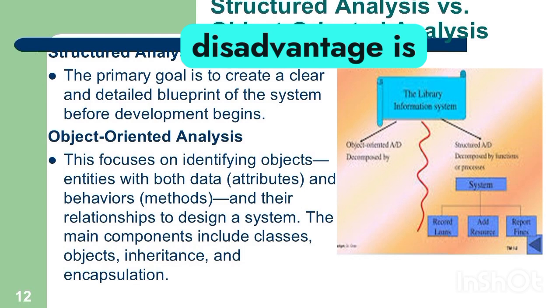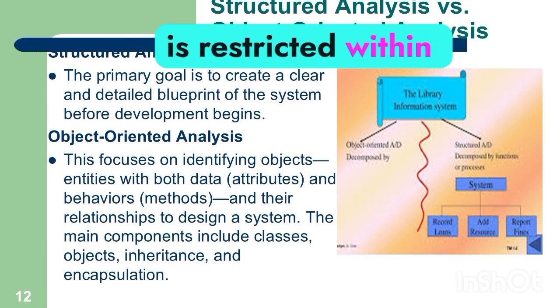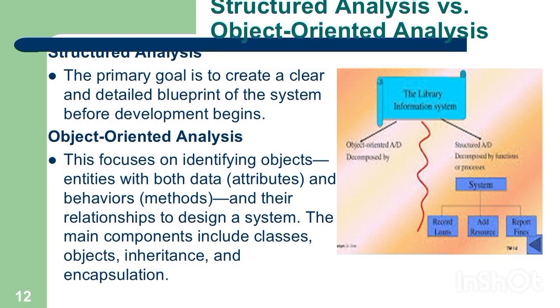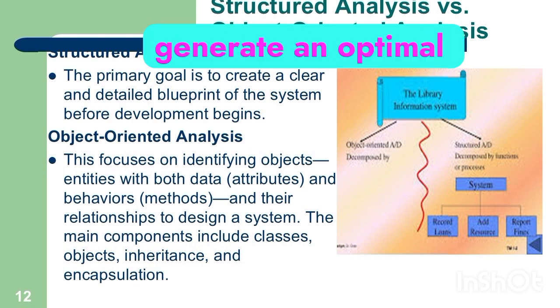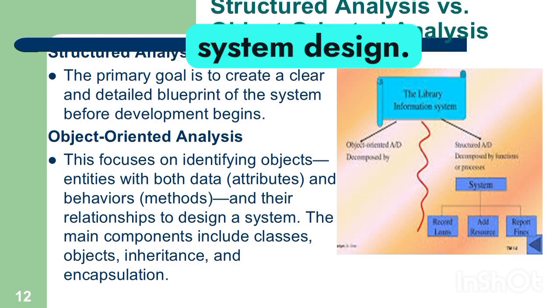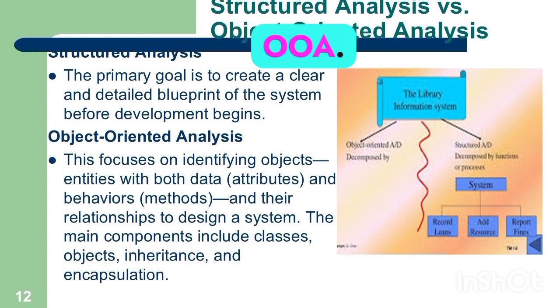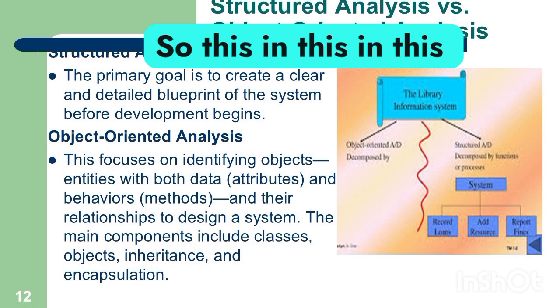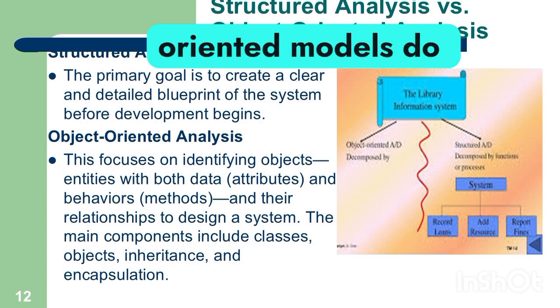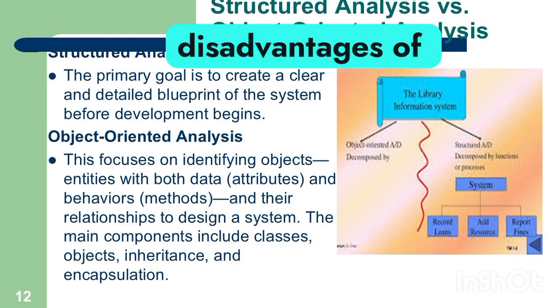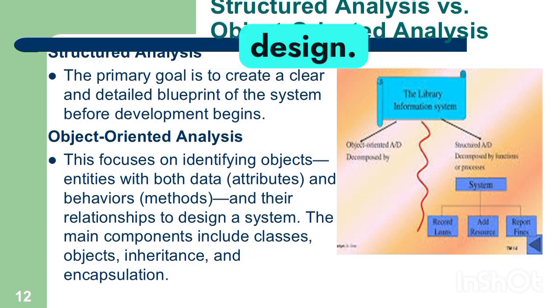Then the disadvantage is that the functionality is restricted within the object only. Secondly, it cannot be identified which object will generate an optimal system design. That is the main disadvantage of this OOA. In this OOA again, object-oriented models do not easily show the communication between objects in a system. So those are the disadvantages of object-oriented design.